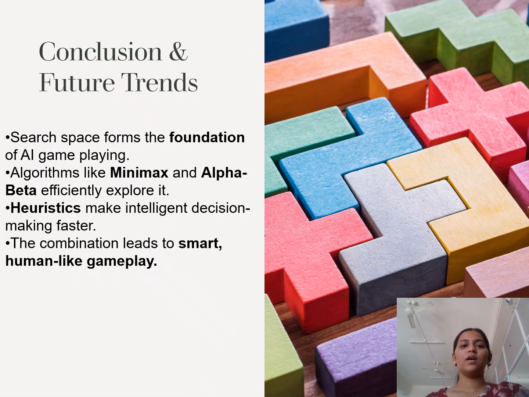Lastly, we conclude that search space forms the foundation of AI gameplay. Algorithms like minimax and alpha beta pruning explore efficiently, and heuristics make intelligent decisions faster. The combination leads to smart, human-like gameplay.